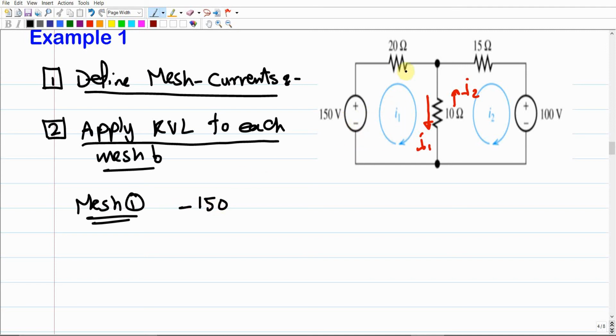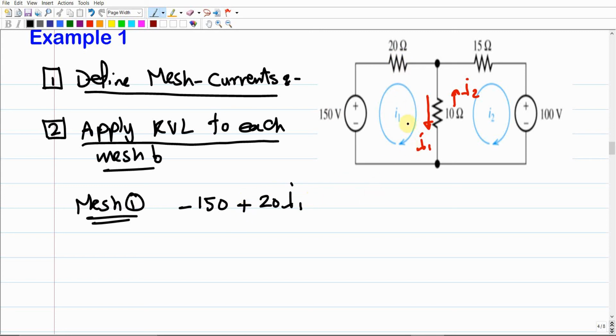In addition, I1 will be the current over the 20. The current over the 20 is just I1, since it is not a common current. We have only one flow of current through the 20. So it's going to be 20 times I1. This is the voltage over this electrical element, and since it is output, it's going to take positive according to our approach.